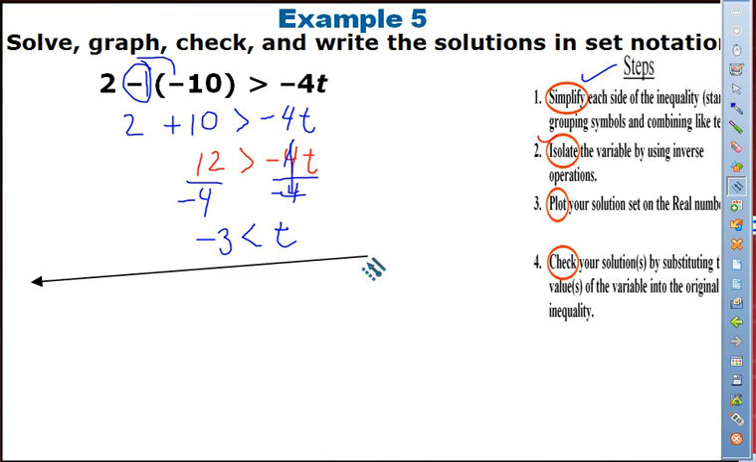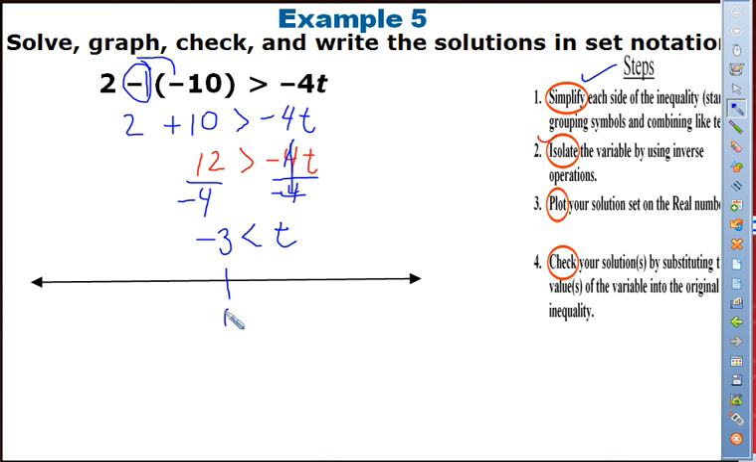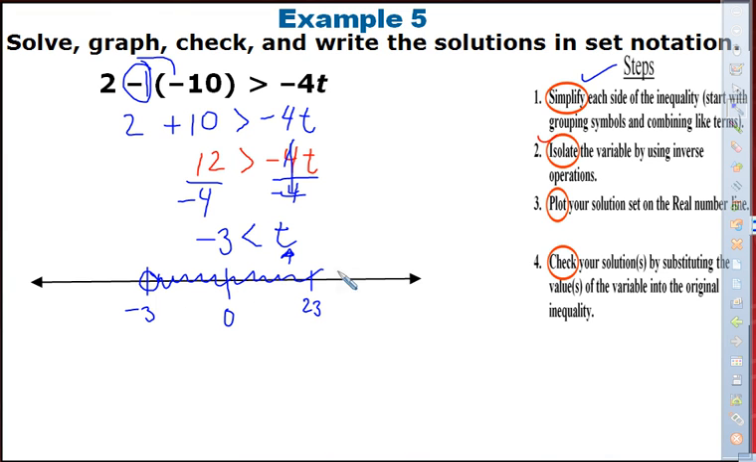Let's graph this. Our solution set is negative 3, right here. Does it include the point? No, it's an open circle. And it reads, negative 3 is less than t. So what number can we substitute for t to make this true that negative 3 is less than that number? On the right. Yes, because if we substitute that, negative 3 is less than 24. So everything to the right will be my solution. Any number to the right. Check.